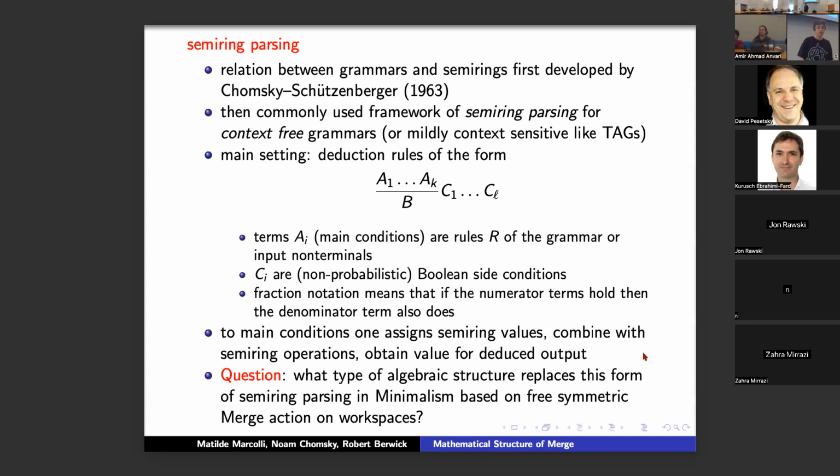So in the main setting, you have some kind of deduction rules, and you assign to these values in some semiring, you combine them with semiring operations, and you obtain values for the deduced outputs of these derivations. So you have a way of checking your derivation work with respect to evaluation in some semiring. And so the question that we looked at is how can you extend something like this semiring parsing to a case where instead of these context-free grammar derivations, you have Merge derivations, and you have characters of Hopf algebras as your evaluations in semirings. Okay. And the answer to this is simply that yes, you can do that. I mean, you can use the same formalism that I was describing with these characters of Hopf algebras and Rota-Baxter algebras and Birkhoff factorization to obtain an extension of this form of semiring parsing to the case of Merge derivations.